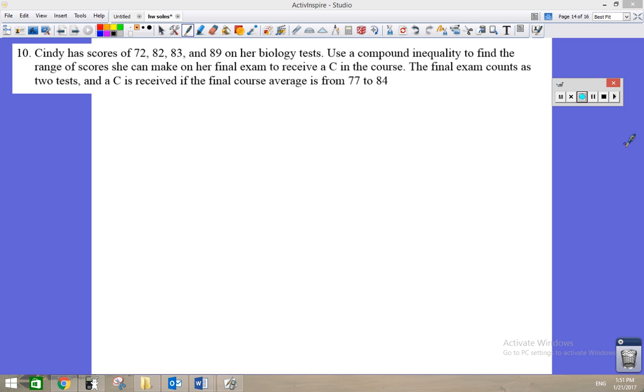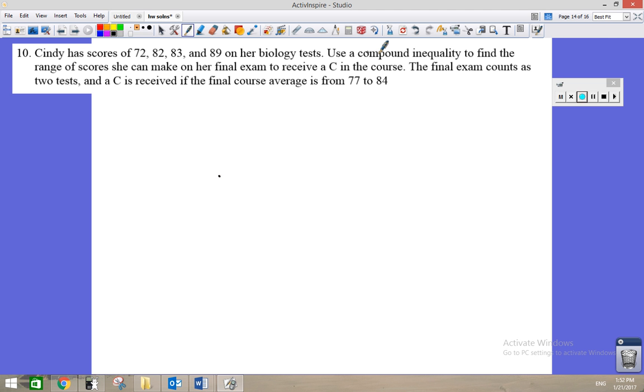All right, so let's take a look at this problem number 10. Cindy has scores of 72, 82, 83, and 89 on her biology tests. Use a compound inequality to find the range of scores that she can score on her final exam to receive a C in the course. The final exam counts as 2 tests, and a C is received if the final course average is from 77 to 84.